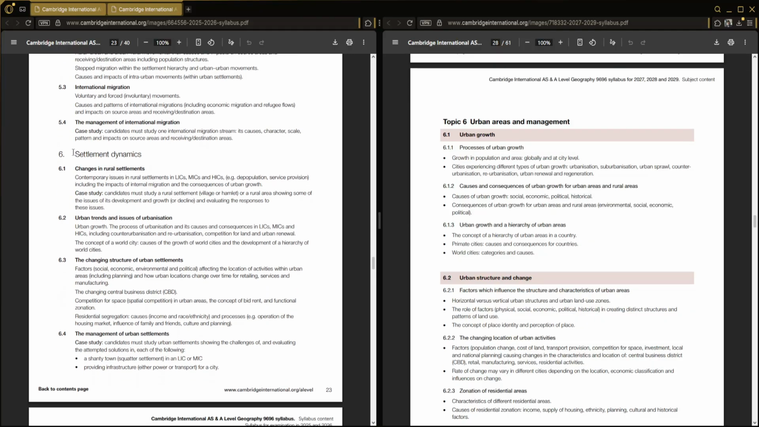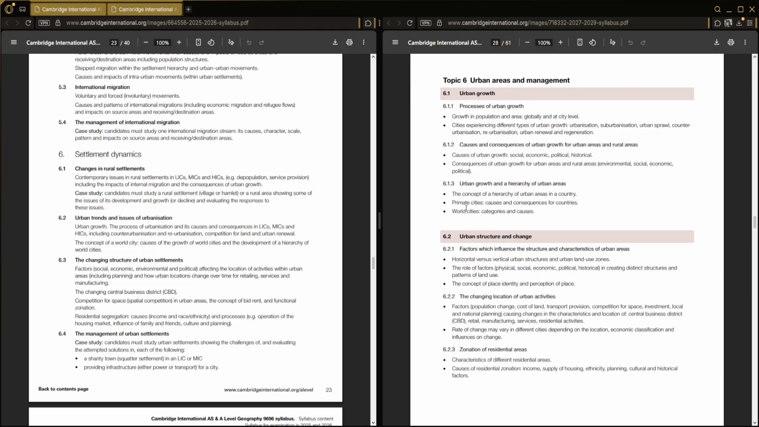Previously, it was known as settlement dynamics because you needed to know about rural settlements and also urban settlements. Now, as you can see here, topic 6 is only urban areas and management. So it is only urban areas, there's no more rural. Process of urban growth, these things are the same. Causes and consequences of urban growth, all the same. So it's been over here, which is the urban trend and stuff, and not much has changed.